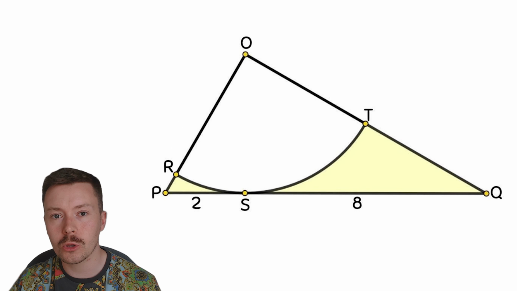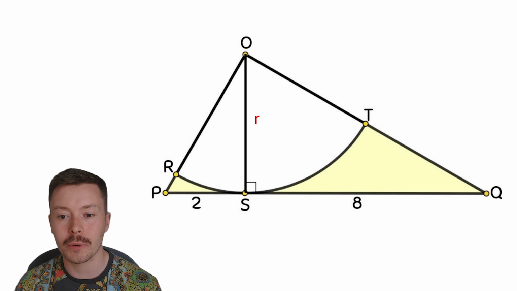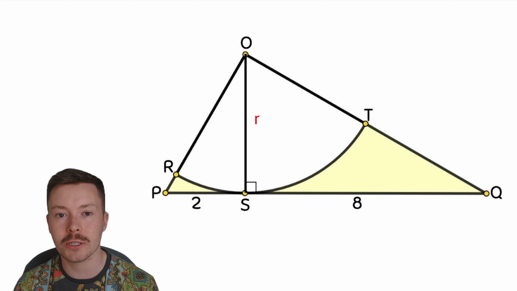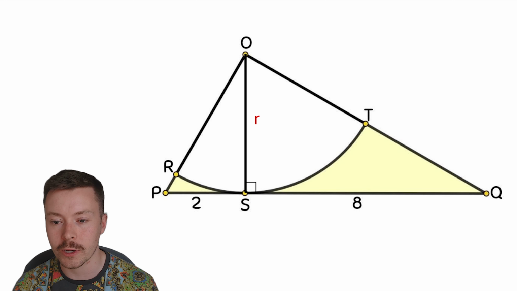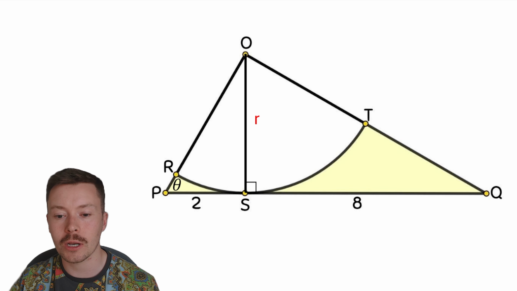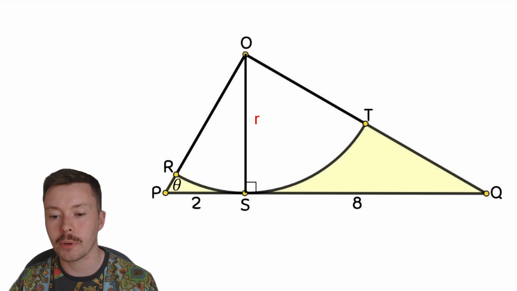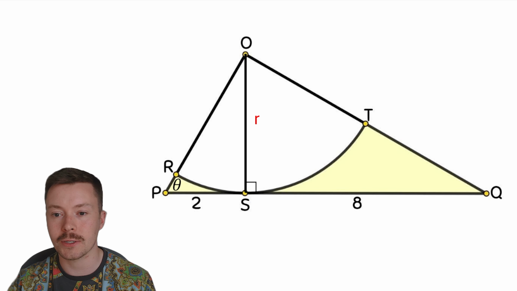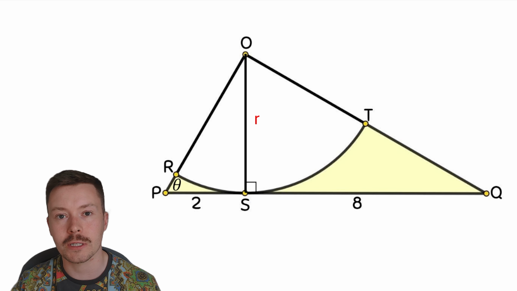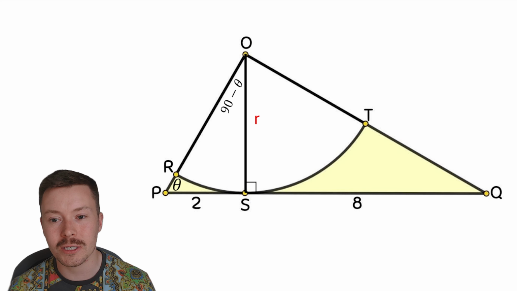Now, the first thing I'm going to do here is put a radius on, from O to S, and that's going to have a length R. I know that is going to be perpendicular to the base because a radius meets a tangent at 90 degrees. Right, now from there, I can start labeling the angles. I label this angle at P as theta, and because I've got a right angle PSO, I know that this angle at O is 90 minus theta.